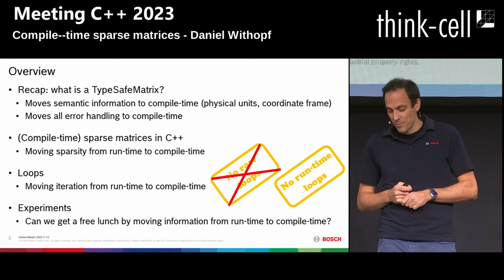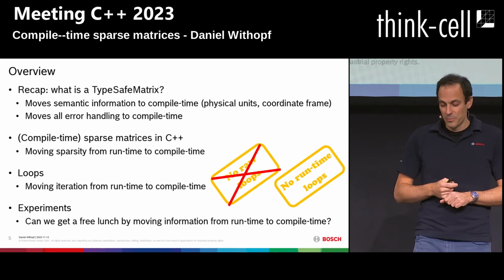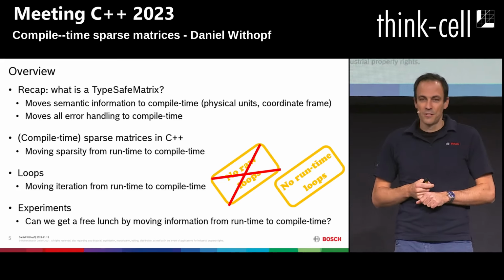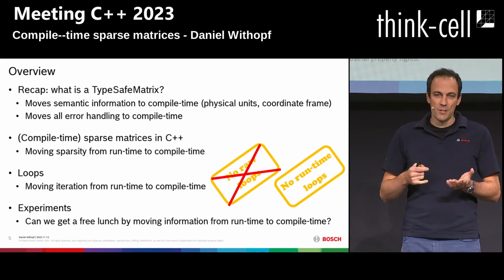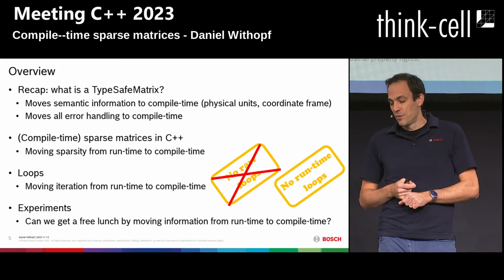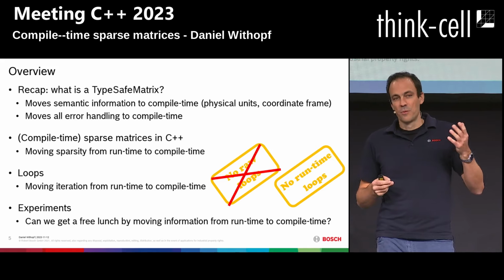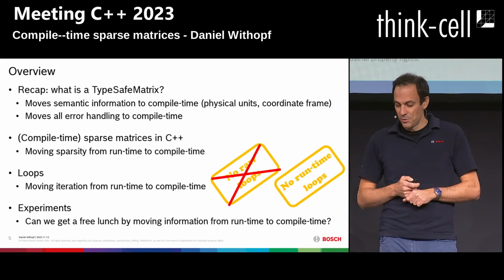And of course, as I'm claiming this is efficient, I should also report about experiments. That will be the last part. And there I'm trying to answer the question whether we can get a free lunch by moving this information from runtime to compile time. A free lunch in that case would be to be both more memory efficient and more runtime efficient. So we'll see if and how far we can achieve that.